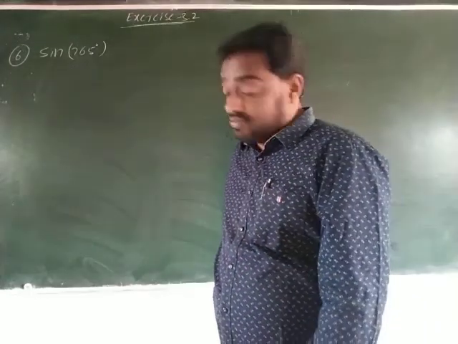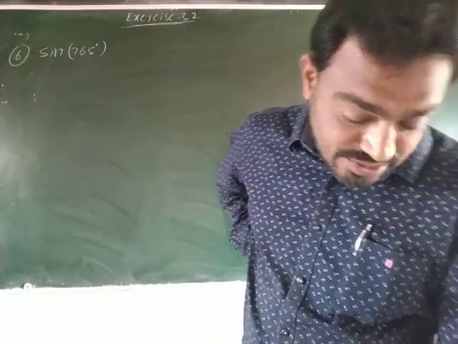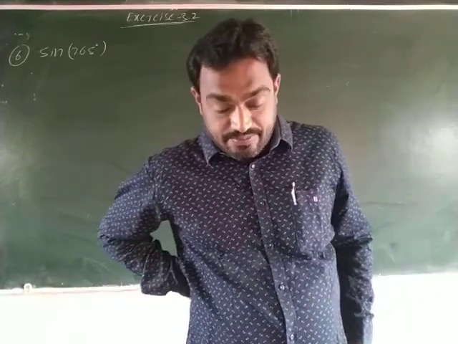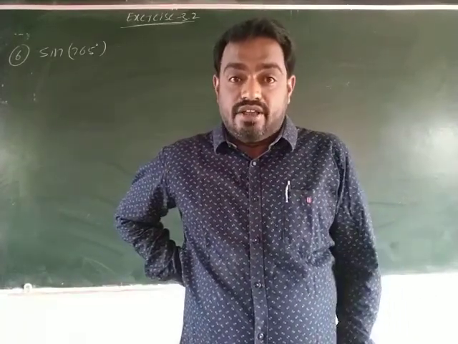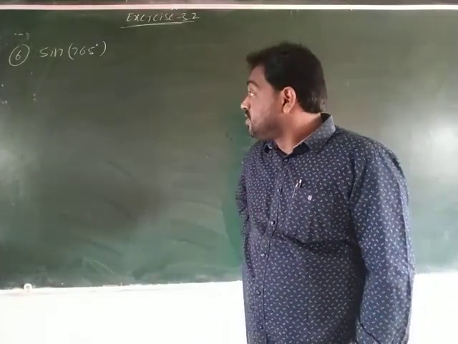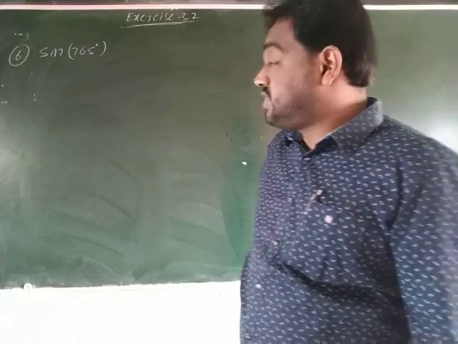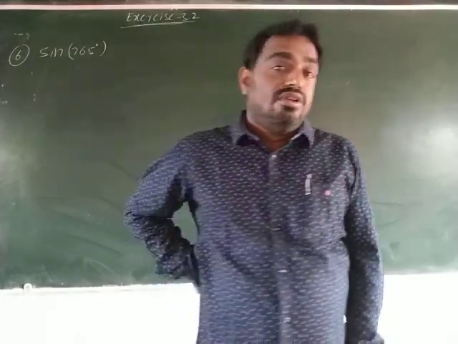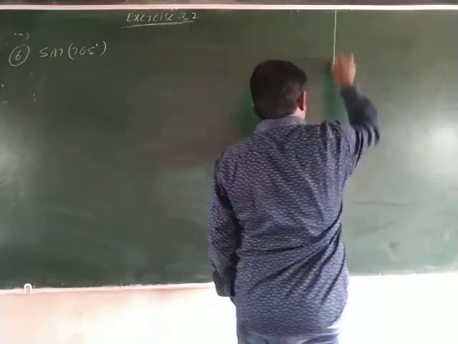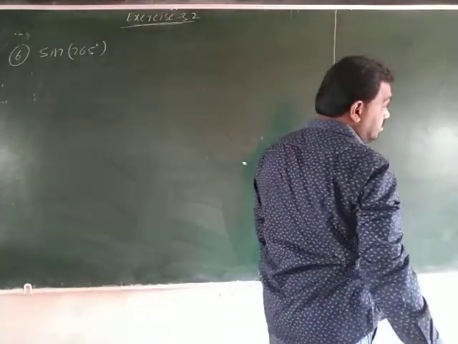Next, sixth. Find the values of the following trigonometric functions in exercises 6 to 10. We are finding the values of these trigonometric functions from 6 to 10. Sixth question, sine of 765 degrees. To get this answer, you should remember one formula, which is already given in the notes.